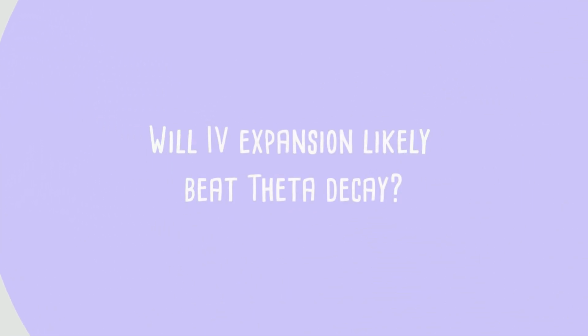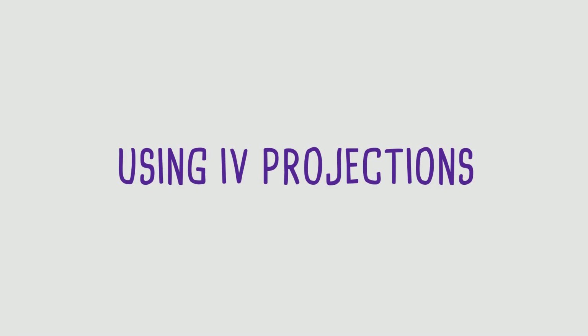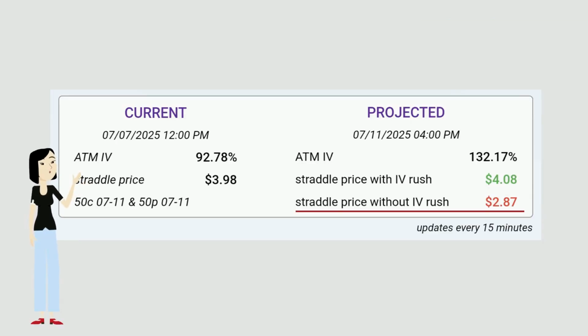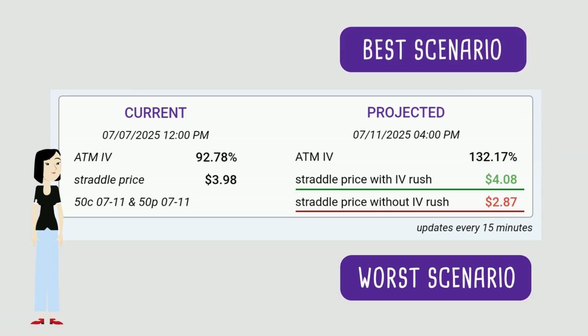Now we want to answer the big question. Will IV expansion likely beat theta decay? Or is the trade already priced in? Using our IV projections, we calculate the projected straddle prices both with and without that IV rush. The no-rush scenario just shows the theta decay you'd expect on the straddle by the last trading day before earnings. The rush scenario adds in the potential IV expansion to show whether that can offset, or fail to offset, that decay. This gives you a realistic estimate of your worst potential loss, in case there is no rush at all, and best potential reward in case the projection is confirmed.